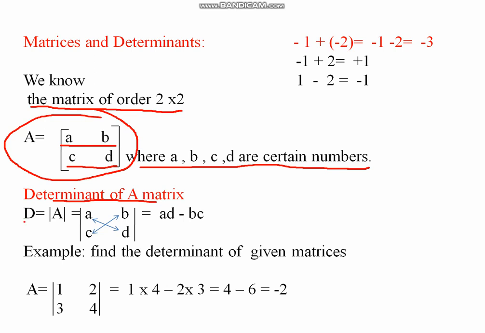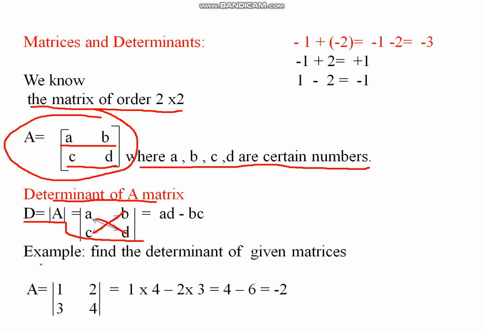If generally this is a 2 cross 2 matrix A, B, C, D, then the determinant of matrix A is a cross multiplication and subtraction, that is AD minus BC. Take the cross multiplication A into D, B into C, and subtract it. AD minus BC is the determinant of matrix A.